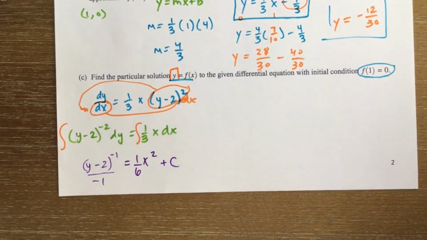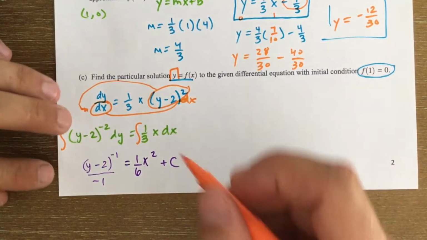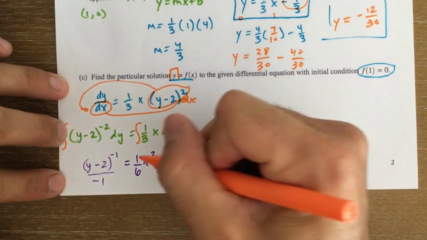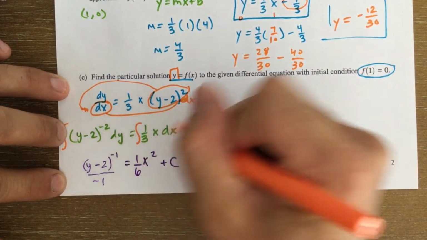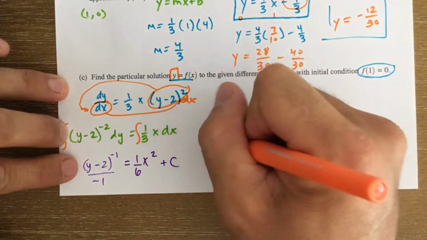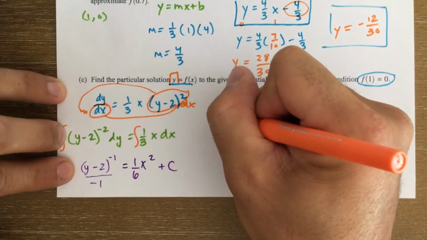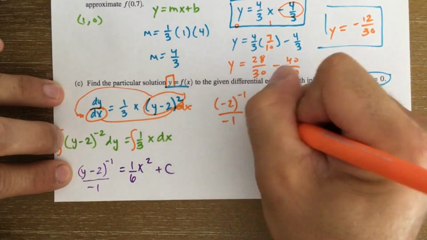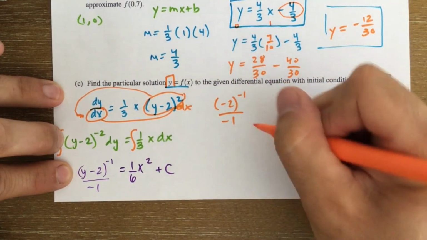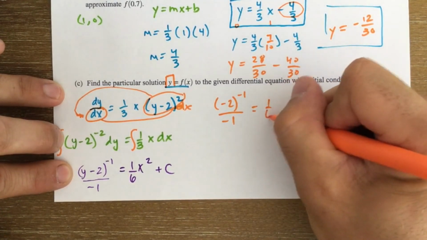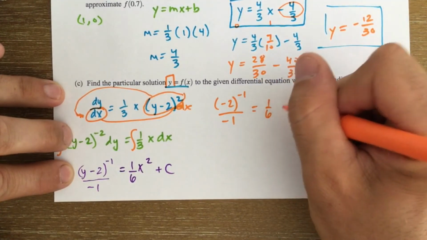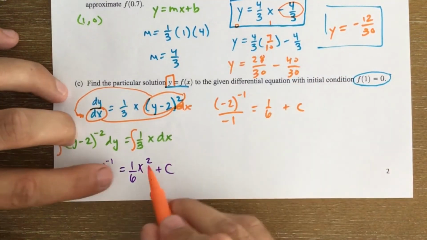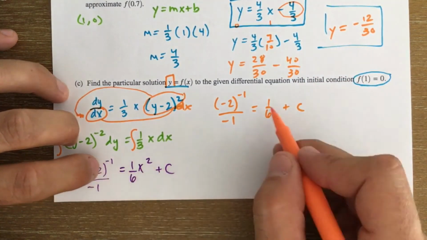So from here, I just need to plug in x is 1 and y is 0. And I always plug in right away because that's the way their answer key is normally set up. So I'm going to plug in y is 0, so I'm going to get -2 to the -1 divided by -1. Now I'm kind of regretting that negative exponent, but 1/6 and x is 1, so the x is squared, which is just 1, plus c. 1/6 times 1 squared is just 1/6.